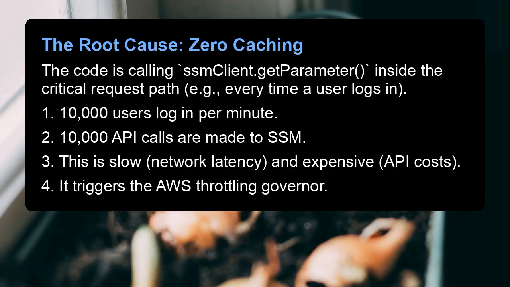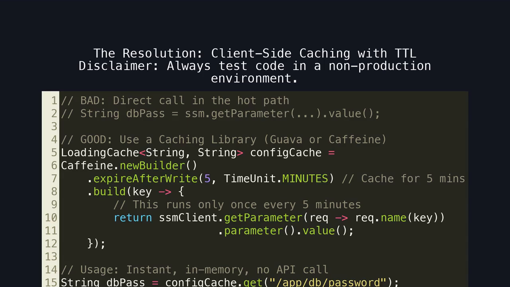1. 10,000 users log in per minute. 2. 10,000 API calls are made to SSM. 3. This means slow network latency and expensive API costs. 4. It triggers the AWS throttling governor. The resolution: client-side caching with TTL.